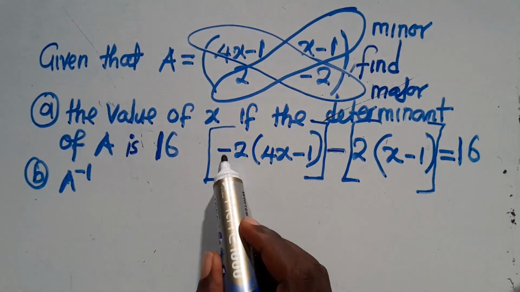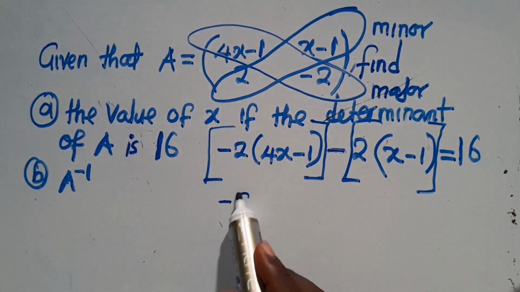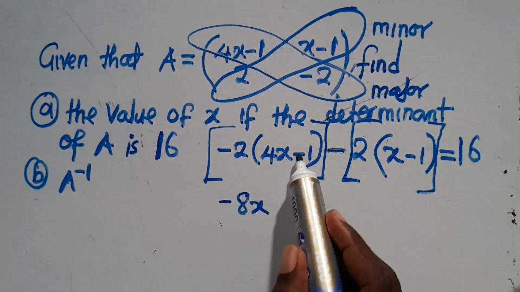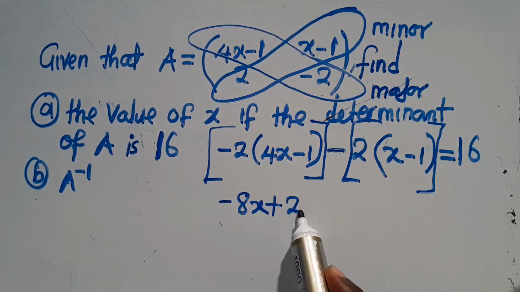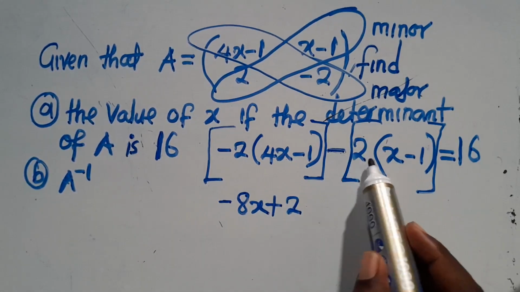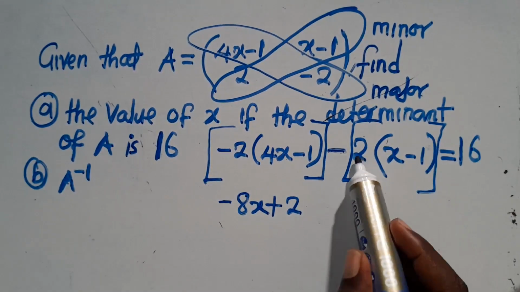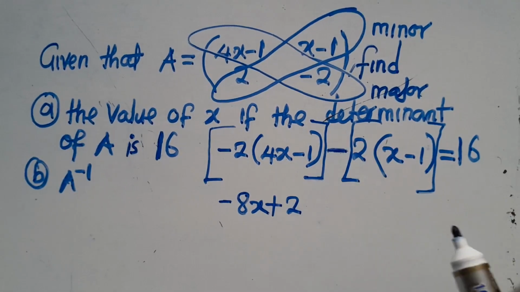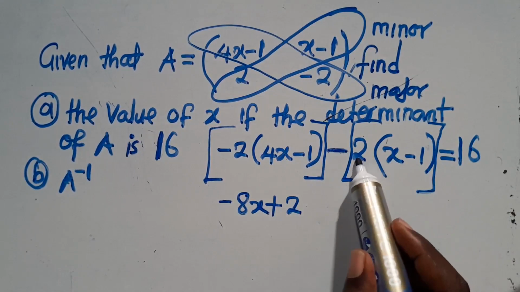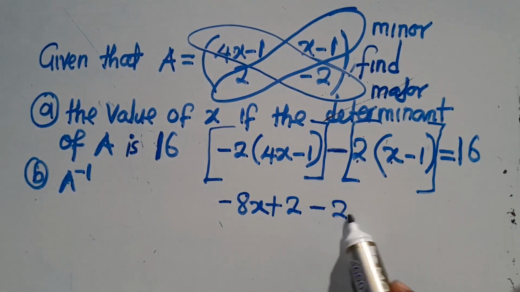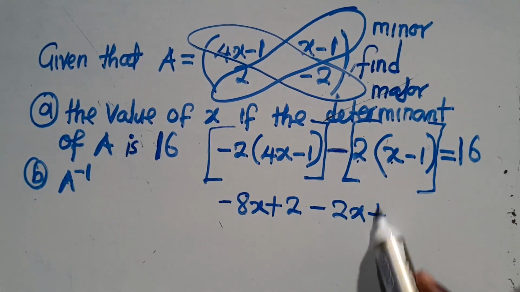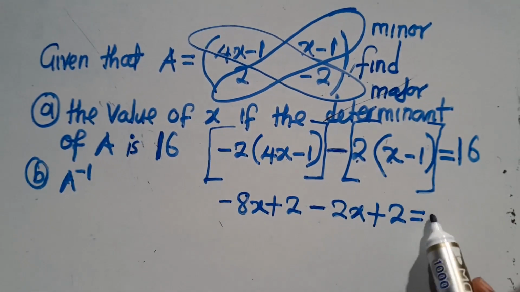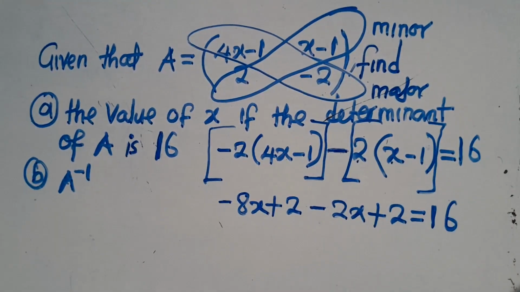So we start multiplying. -2 times 4x, -8x. -2 times -1, I get +2. I move here. This is a negative. So it is just the same as I'm carrying this negative. So I say 2 times x, I'm going to get -2x. -2 times -1, I'm going to get +2, which is equal to the determinant, which is what? 16. This is what I'm going to do.